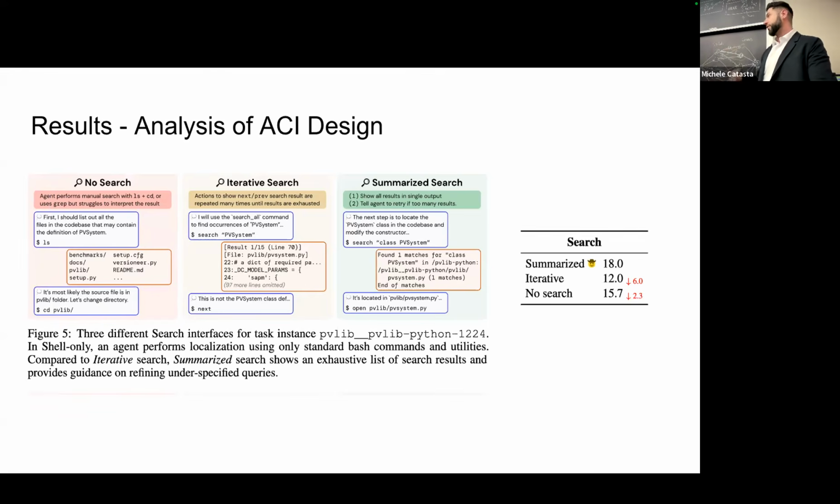You could decide to do something like iterative search, where you find a few instances, and then if you find out that they're not enough, you keep searching for more files. What worked best in their case was to do summarize search, which means they open all the relevant files and then they summarize the information about them.